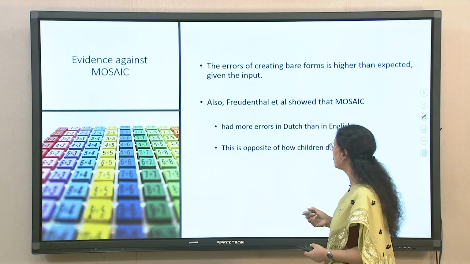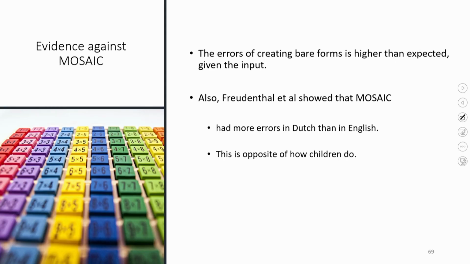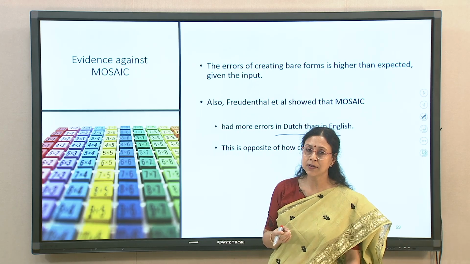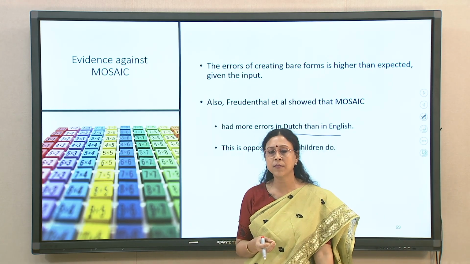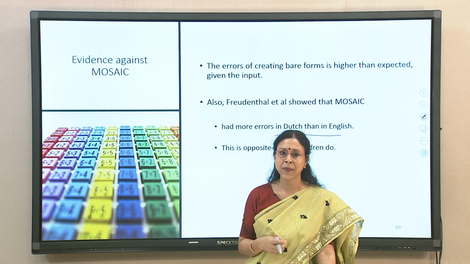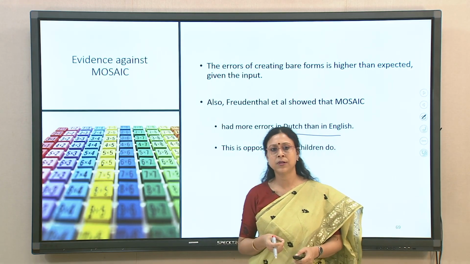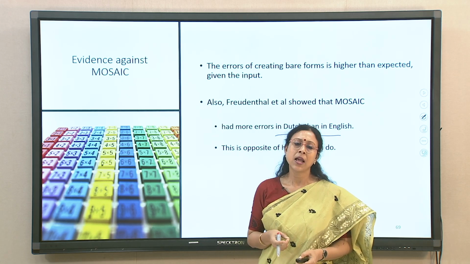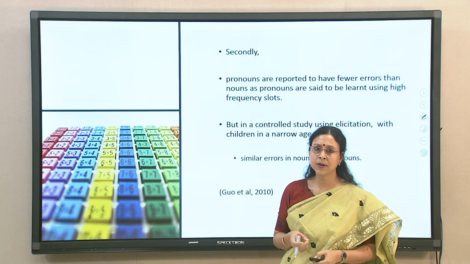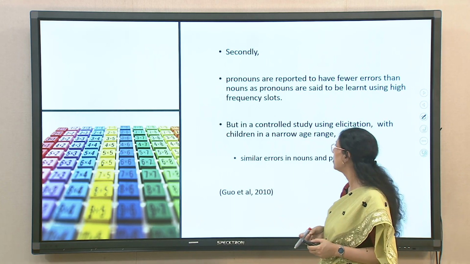Also, the same group looked at Mosaic, and found that it had more errors in Dutch than in English. Now, this model predicted more errors in Dutch than in English. However, in reality children make errors the opposite way. Children make more errors in English as opposed to Dutch. So, this is another problem that they found with Mosaic. So, this is in a nutshell what the model talks about.